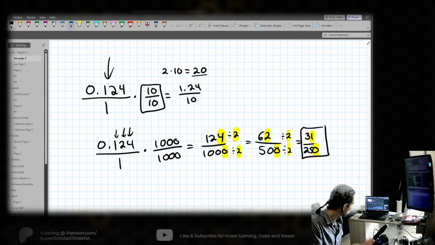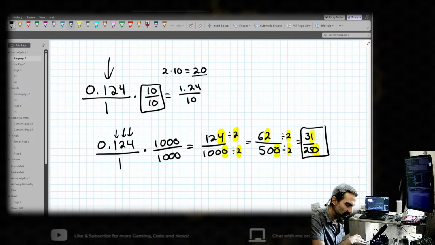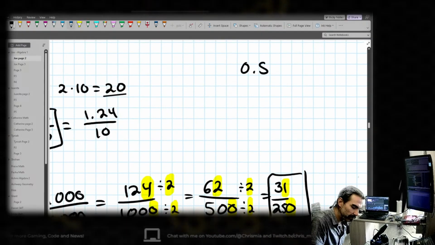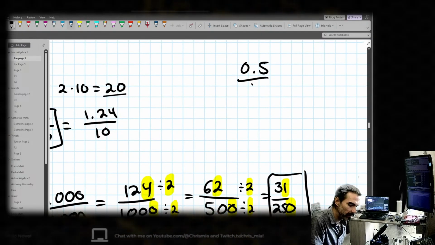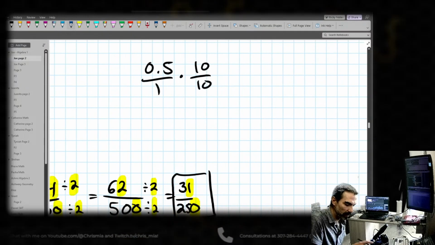So there's your conversion method. You're always able to essentially take any decimal, whatever it is. Heck, we can go to like 0.5, right? We should know this one, but hey, for practice. We know we need one decimal movement.